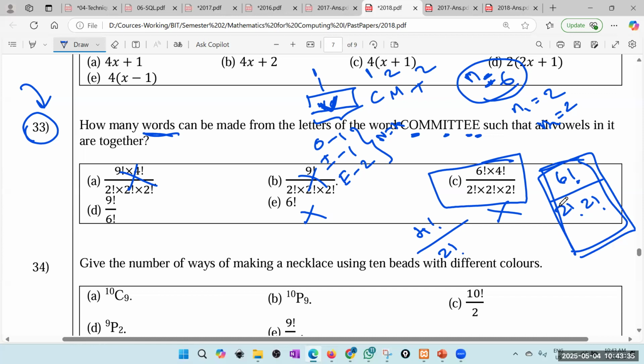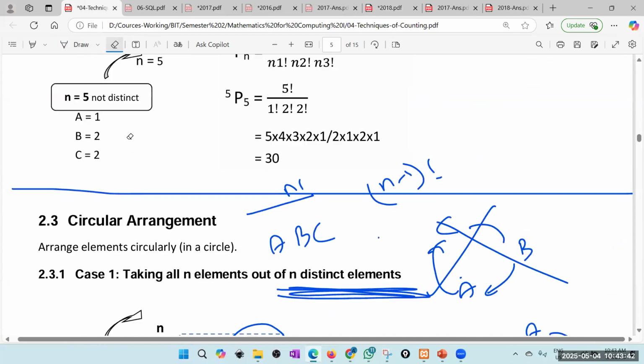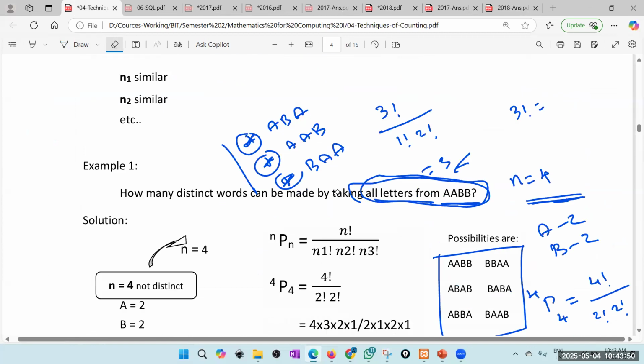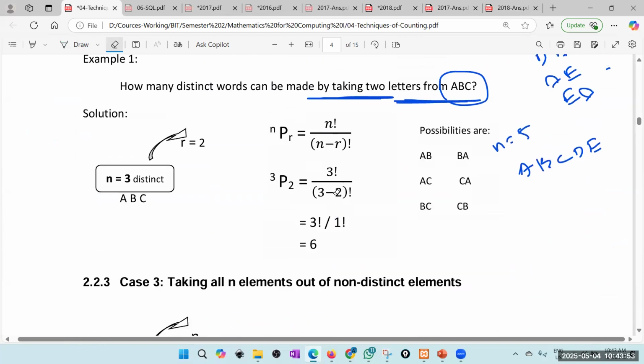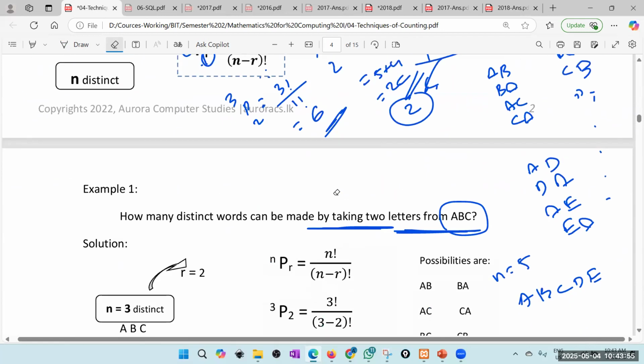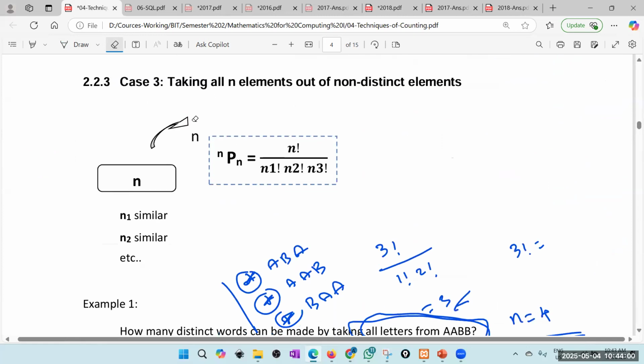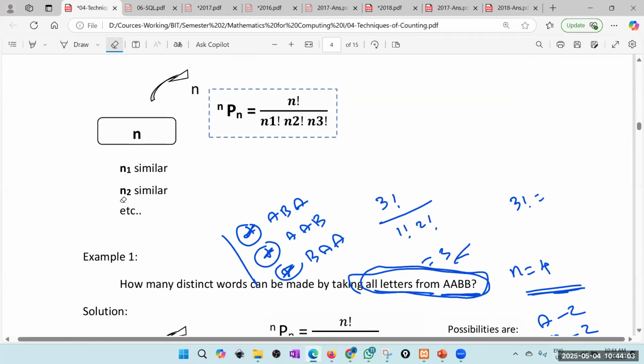How do factorial 2 and factorial 2 come here? Because that is our model. We discussed that. Taking all n elements out of non-distinct elements, right? When you have n1 similar objects, n2 similar, n3 similar, it is factorial n divided by factorial n1, factorial n2, and so on. So you need to divide by these similar things.